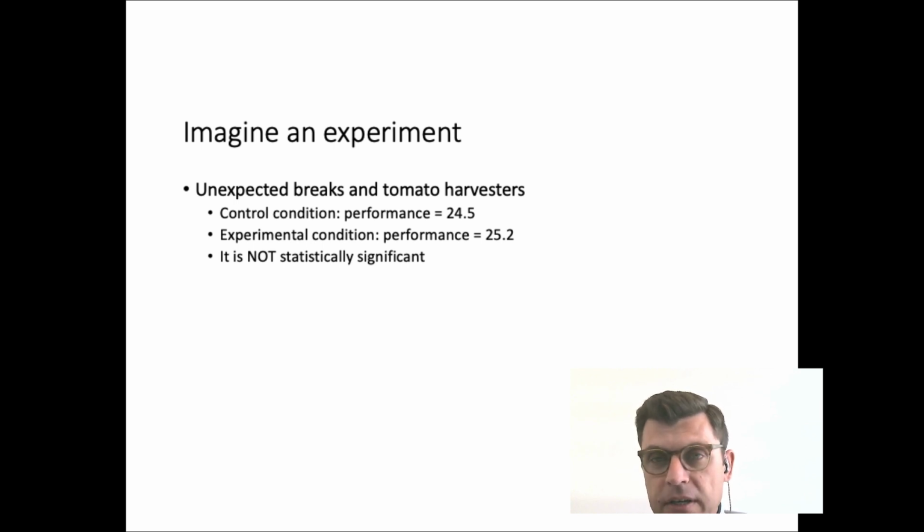So we run this experiment. We've got a control condition and an experimental condition. In the experimental condition, these harvesting teams are being surprised by unexpected breaks. We don't really need to get into the weeds. By the way, if you're interested in this, we actually did run this study and recently published a paper. We find that in the control condition, over the period of our experiment, average productivity is 24.5 tons per hour. In the experimental condition, average productivity over that same time period is 25.2 tons per hour. So it is higher, but it's not statistically significant.